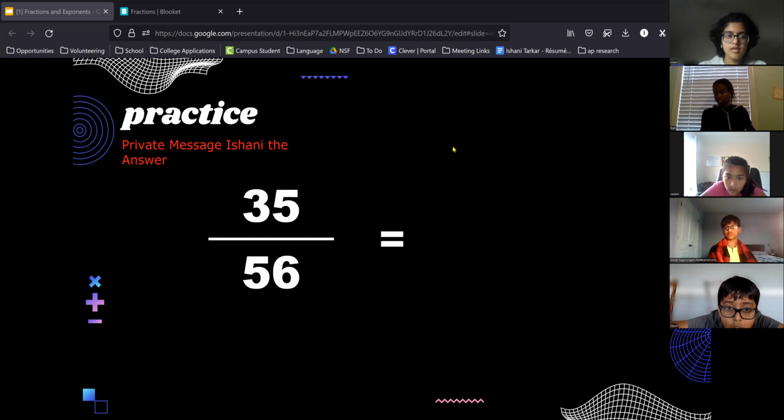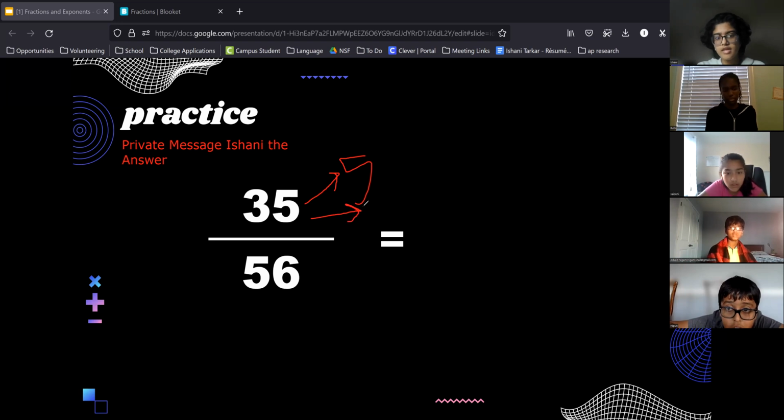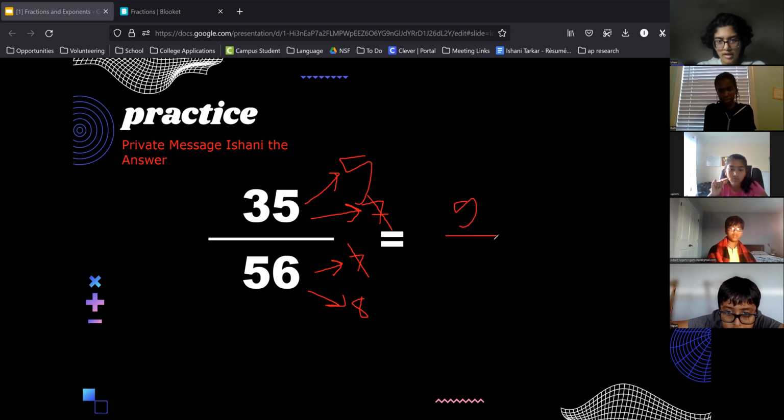Okay, I'm seeing a lot of correct answers. It is 5/8. 35 is obviously divisible by 5 since it ends in a 5, and when we divide it out, we get 7. 56 is divisible by 7 also, and when we divide it, we get 8 as the other factor. So we can cancel out the 7s, and we are left with 5 over 8 as our answer.